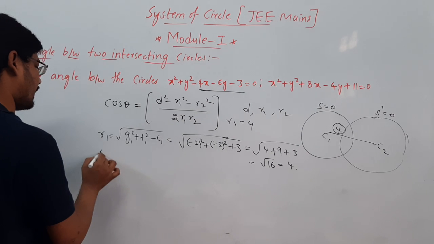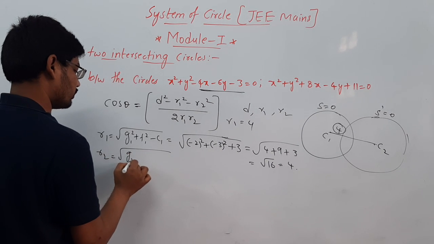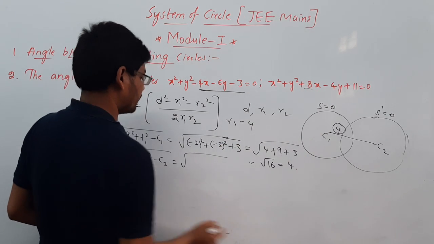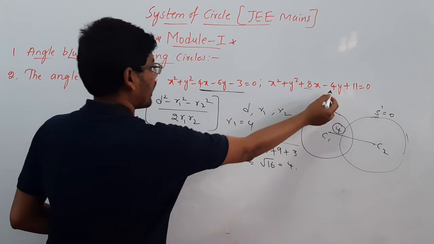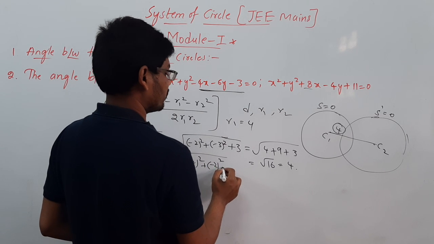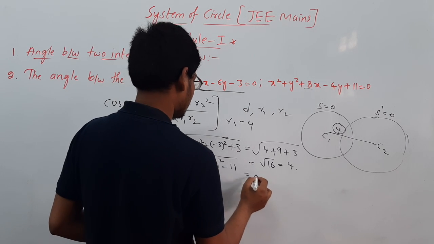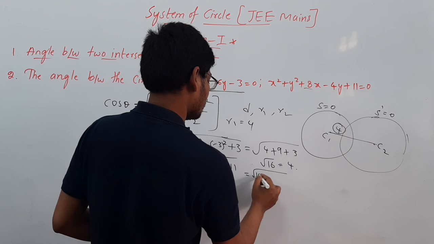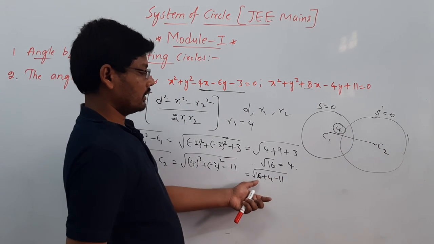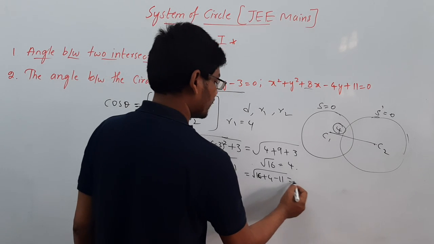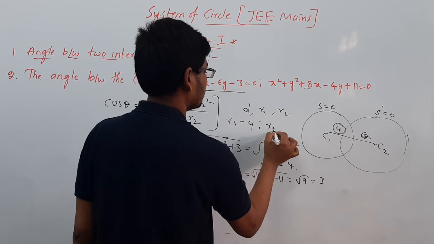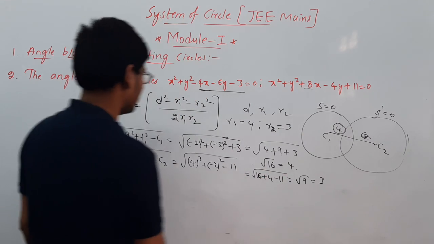And r2 is equal to how much here? g2 square plus f2 square minus c2, that is nothing but half of this one 4 whole square, next half of this one minus 2 whole square, next minus 11 here, that is nothing but 16 plus 4 minus 11, 16 minus 4, 5 plus 4, that is root 9, that is nothing but 3 here. r2 is equal to 3 here.